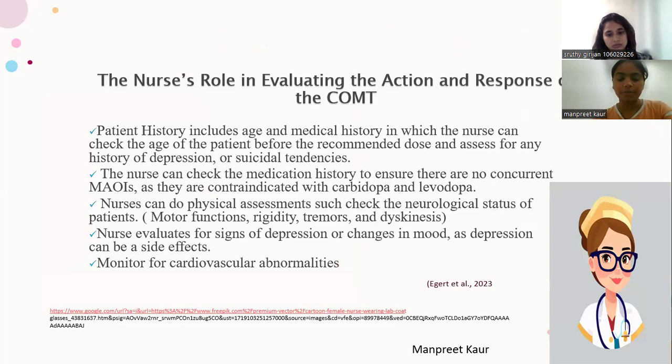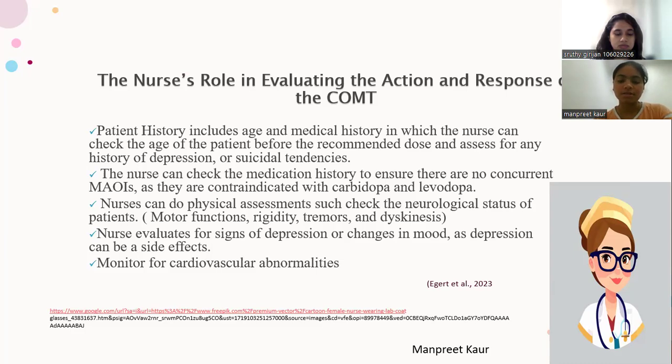Okay, so now I'm going to cover the nurse's role in evaluating the action and response of the COMT inhibitors. Patient history includes age and medical history, in which the nurse can check the age of the patient before the recommended dose and assess for any history of depression or suicidal tendencies. Next, the nurse can check the medication history to ensure that there are no concurrent MAOIs, as they are contraindicated with carbidopa and levodopa.